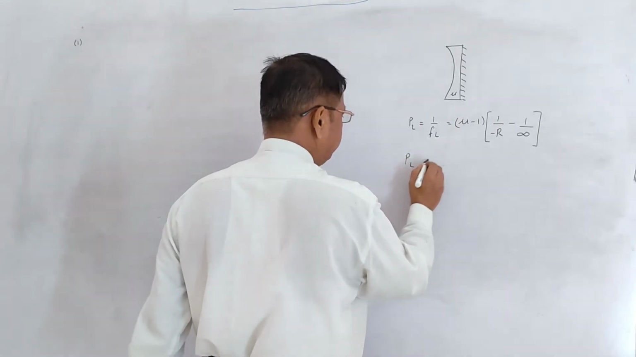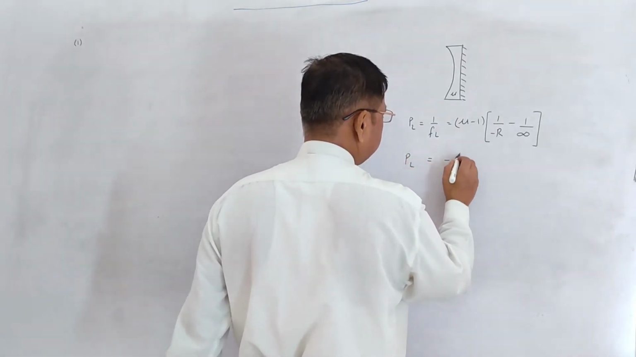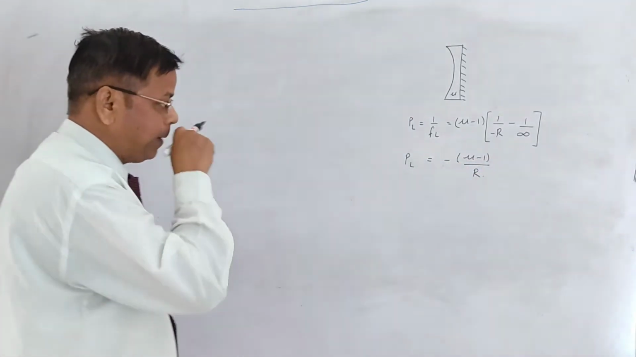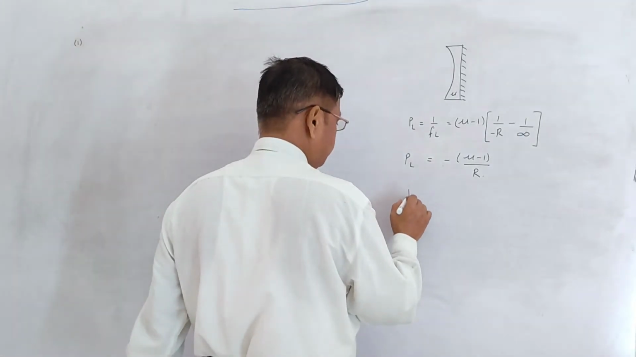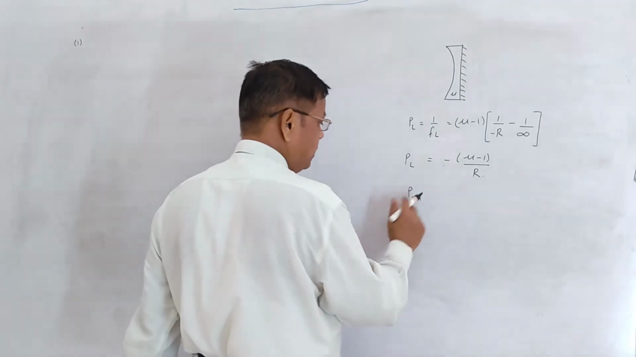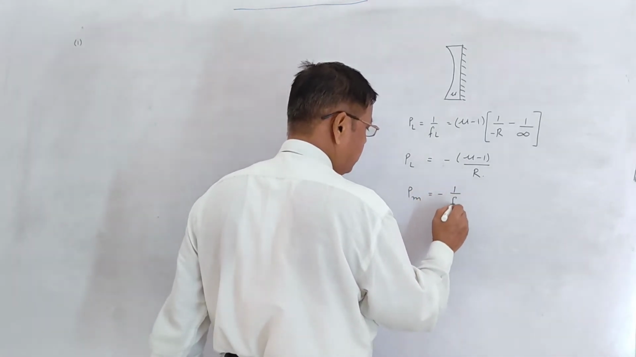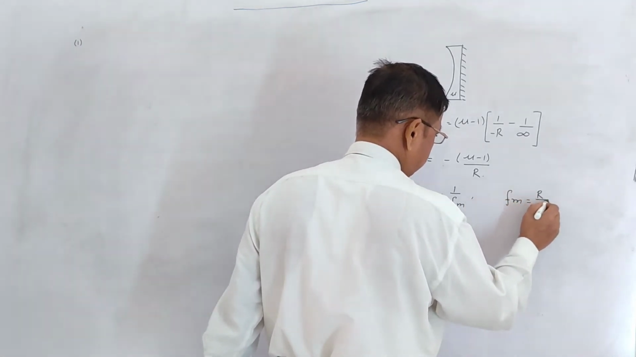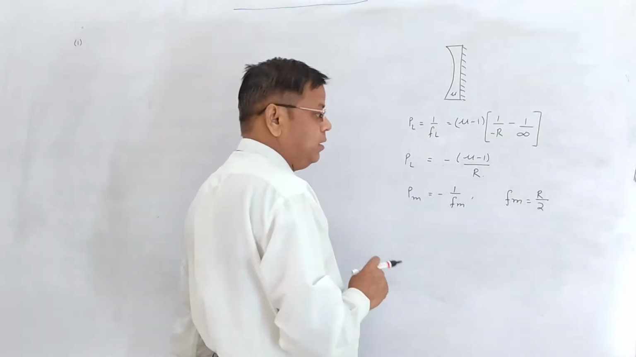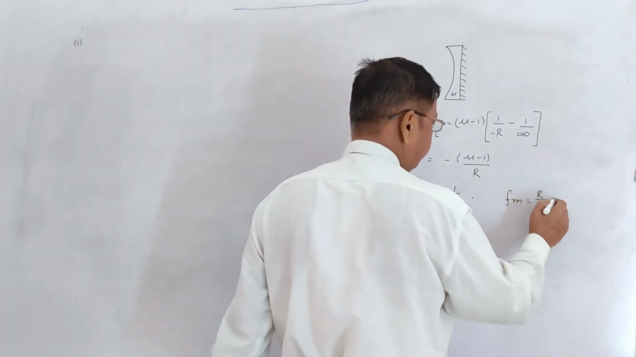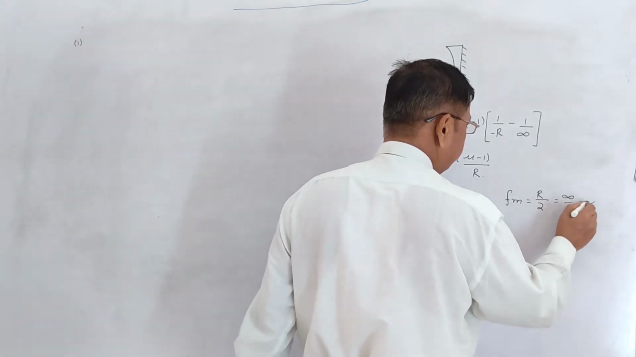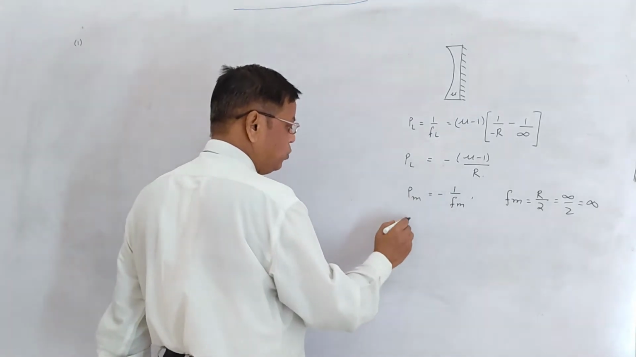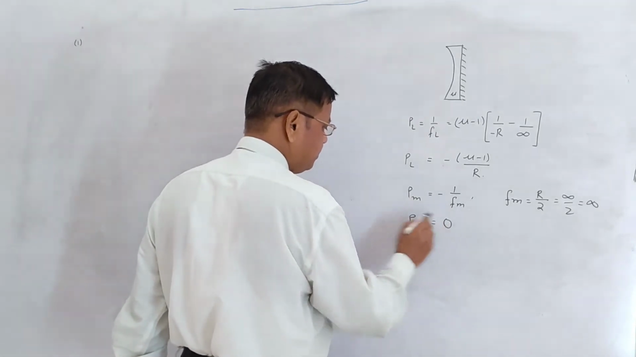It means PL is minus mu minus 1 upon R. This is PL. Now the power of mirror is minus 1 upon focal length of mirror, and in this case the focal length of mirror will be R by 2, and R in this case is infinite, so infinite divided by 2 is again infinite, so focal length is infinite. If I put here infinite, it becomes 0, so power of mirror will be 0.